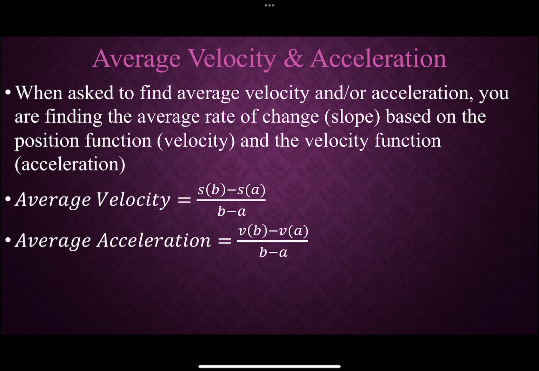Now, one important thing is the idea of average velocity and acceleration, which are not actually derivatives. These are based off the average rate of change, which is a slope, which is what these 2 formulas are: the slope, y2 minus y1 over x2 minus x1. So average velocity is the rate of change of the position over the time, whereas the average acceleration is the rate of change of the velocity over the time.